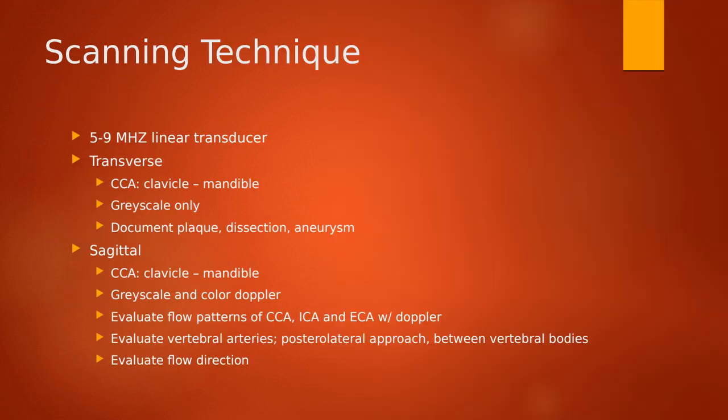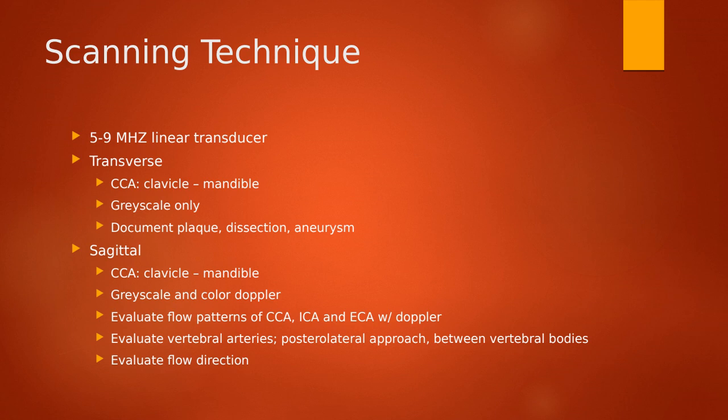Scanning techniques: our 9 megahertz linear transducer. We start in transverse from our proximal carotid all the way up to our bulb and then into where it splits into our bifurcation. We're looking for plaque, dissection, aneurysm. In sagittal, we're doing the same thing, so proximal carotid from the clavicle region all the way up to the patient's mandible.